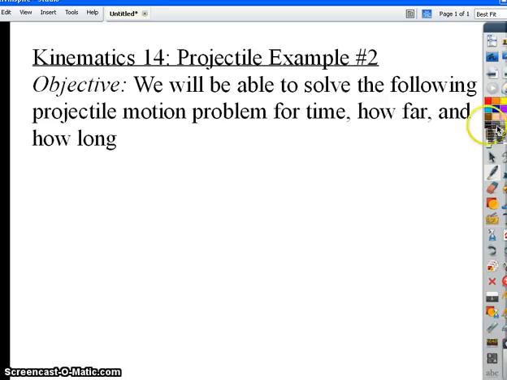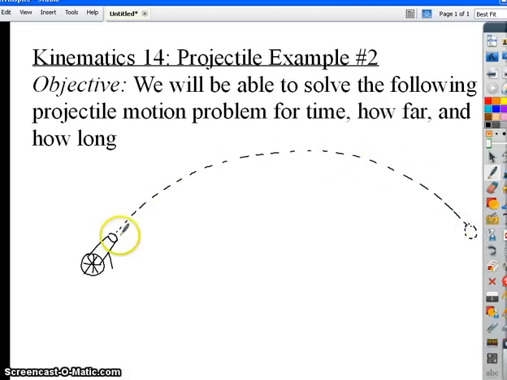So this is a classic problem where we have a projectile being fired. I'm going to say it's going to be fired out of a cannon, and it's going to hit some object over here. We are going to say that the level it hits is the same level as the cannon. So there is no change in height from the cannon. So it's on a straight line. Whatever it hits is at the same height as the cannon.